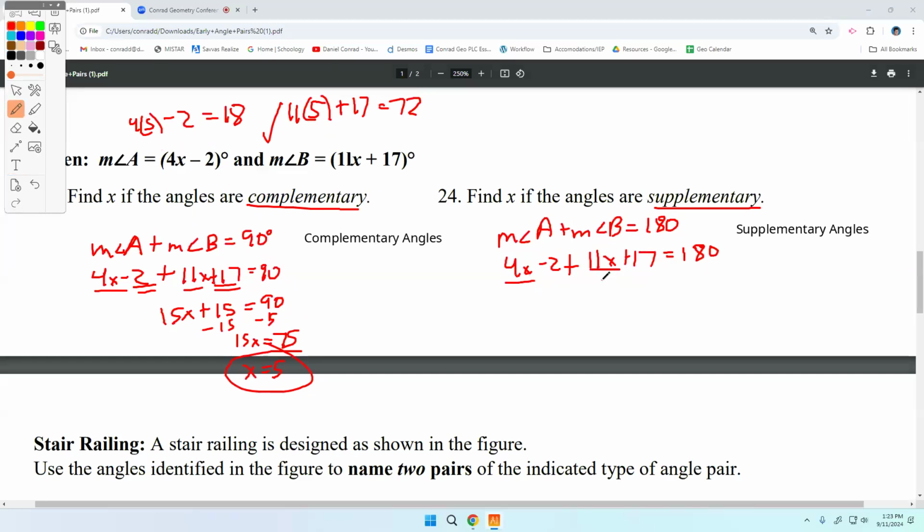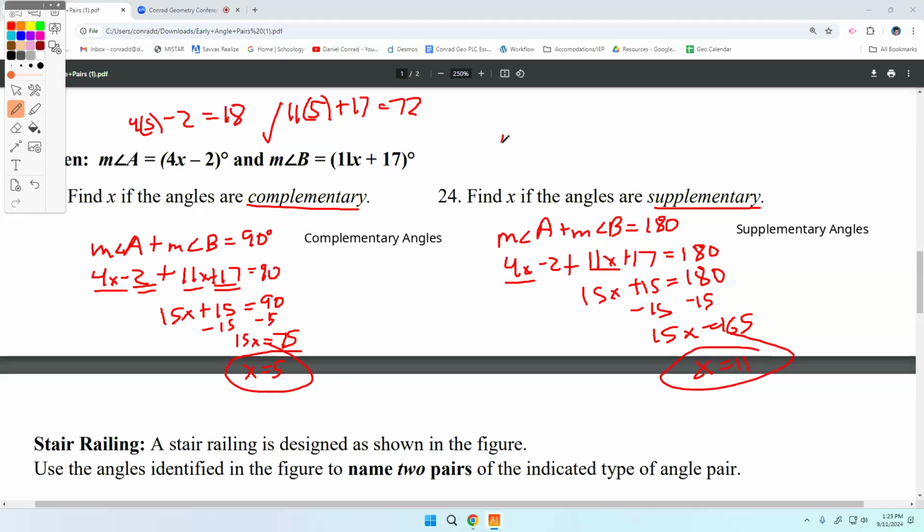So combine like terms, I'm going to have 15x plus 15. This time, though, instead of equals 90, it's going to equal 180. Subtract 15, I get 15x equals... whoops, that should be 180. That's 165. Divide by 15 and you get x equals 11.